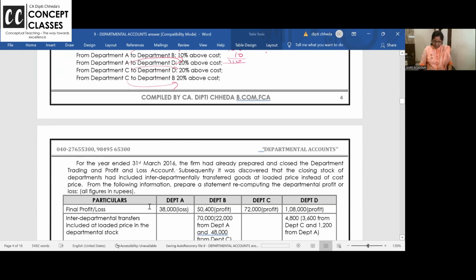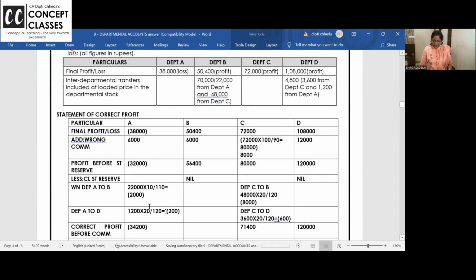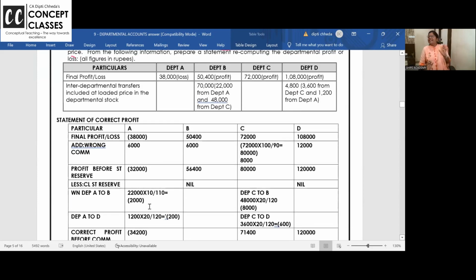So now, this is how you will solve it in the exam. Make 4 columns for departments A, B, C, D, with particulars. Your final profit: here it is loss, here it is profit, here it is profit, and here it is profit. Got it? Right? Okay. Now, add wrong commission.